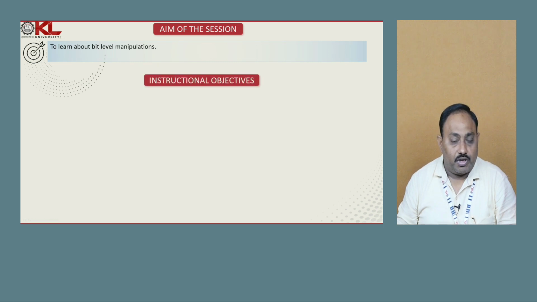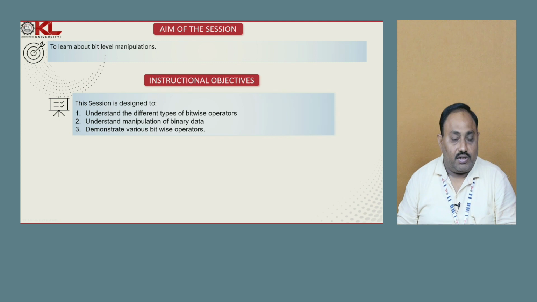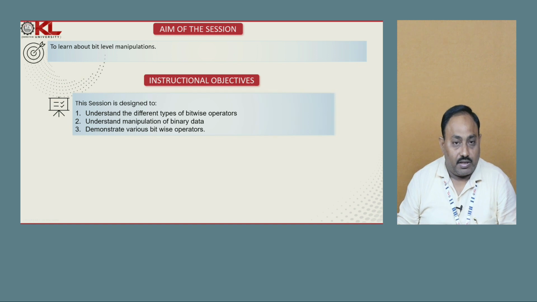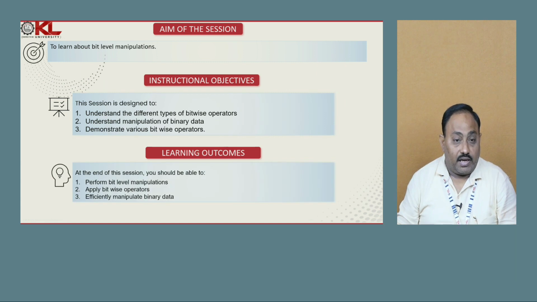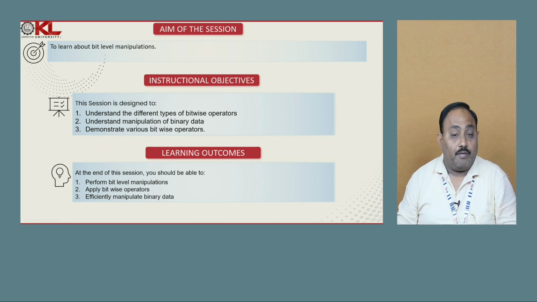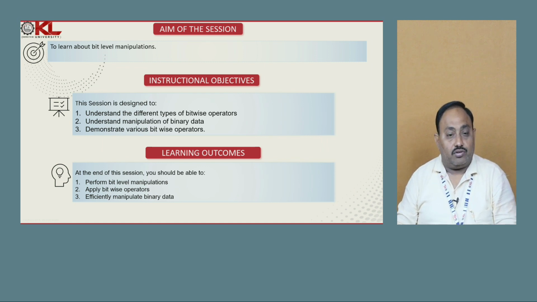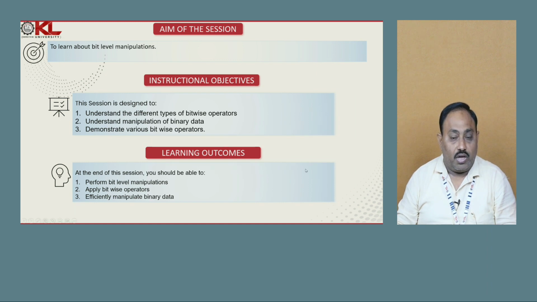Coming to the objectives of the session, we can understand different types of bitwise operators, we can understand the manipulation of the binary data, and then we demonstrate various types of bitwise operators available in C language. Next, coming to learning outcomes: at the end of the session, you can perform bit level manipulations, you should be able to apply some bitwise operations, and you can efficiently manipulate the binary data. Based on this view, we start the session.